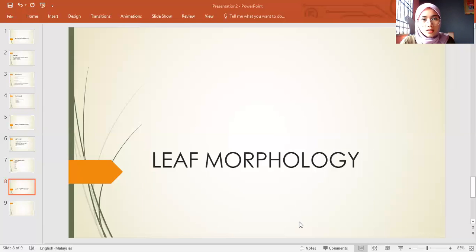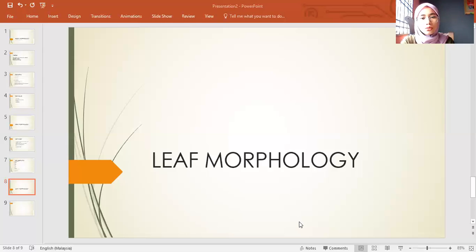Shape variation of trichome, we have: peltate, glandular, stellate, bristle, fimbriate, which is hair, and lepidote. In durian leaf, we have lepidote and stellate, if I'm not mistaken. Okay, that's all for the tree morphology, which is stem morphology, root morphology, and also leaf morphology.